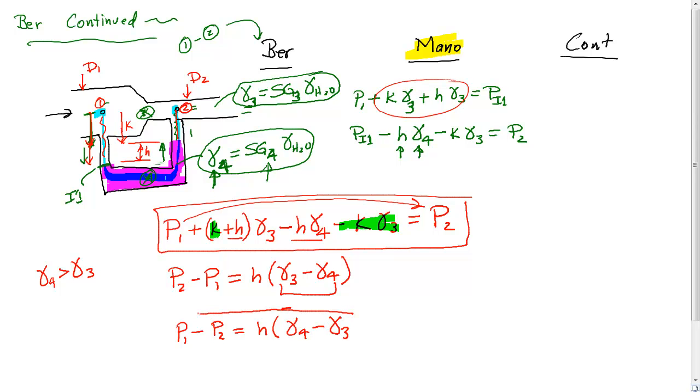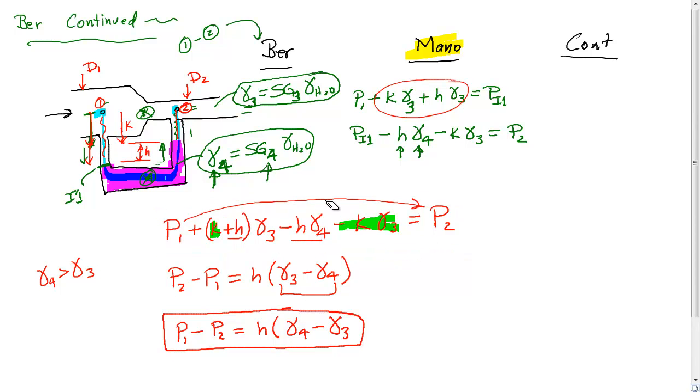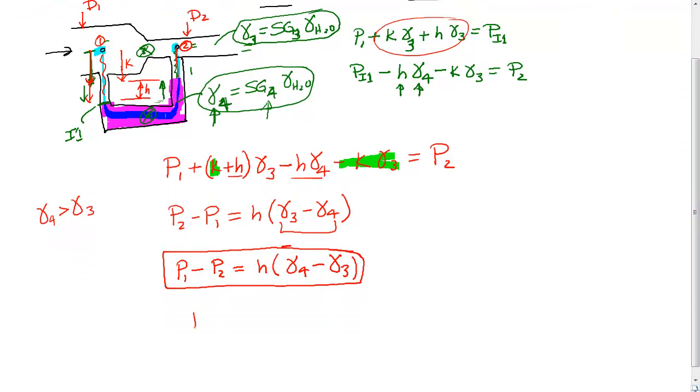That way I've left everything positive. So instead of this being my boxed equation, this will be my boxed equation. Now, Bernoulli's equation. Bernoulli's equation is pretty simple. P1 plus gamma Z1 plus rho V1 squared over 2 is equal to P2 plus gamma Z2 plus rho V2 squared over 2.